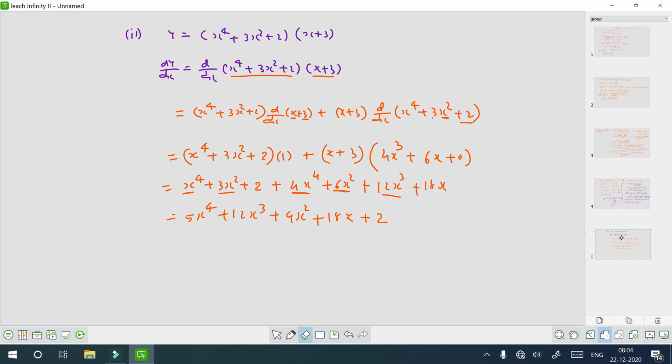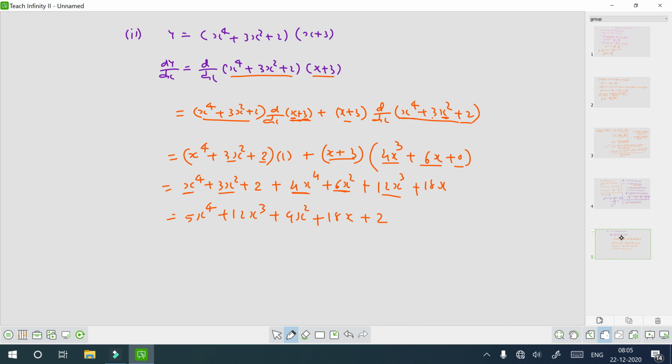See, 4x raised to 4, 3x square plus 2 into x plus 3. The first function is the derivative of this one, and the second is the derivative of this one. See, 5x raised to 4. Now it comes out x raised to 4 plus 3x square plus 2 as it is. Derivative of this one is 1, x plus 3 as it is. What is the derivative? 4x cube plus 6x plus 0. So multiplied by this thing.